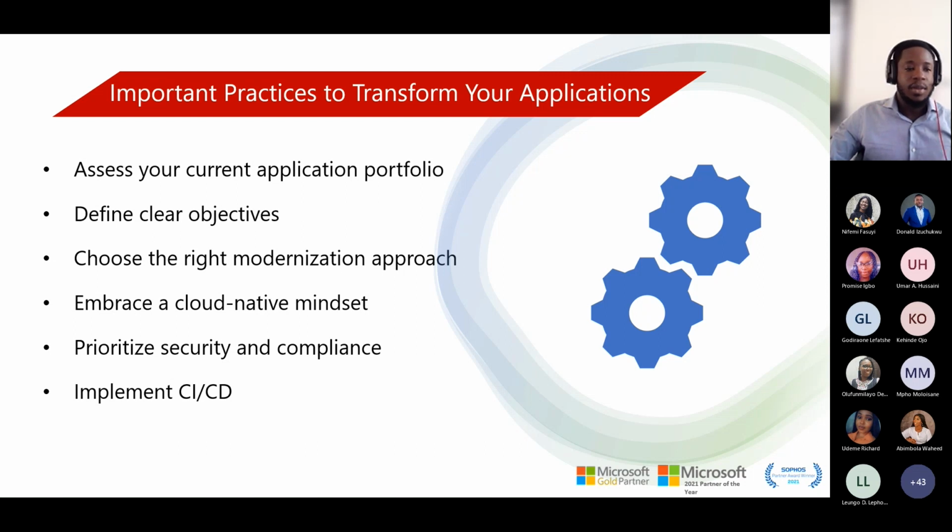So assessing your current application portfolio, you start by taking a comprehensive inventory of your existing applications, evaluating their age, performance, scalability, and alignment with business goals. And this assessment will help you identify applications that require immediate modernization, as well as those that can be deferred or retired. So by prioritizing the critical applications, you can better allocate resources and focus on areas that would provide the most significant impact on your organization.